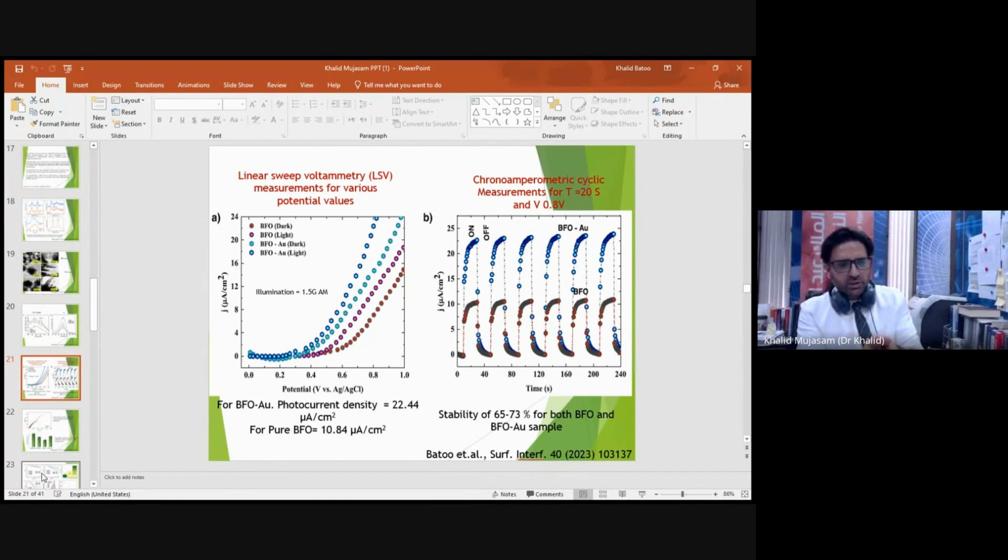Then we went for the stability test also. Before going for the stability test, we did a chronoamperometric cyclic measurement, which was done in a time frame of 20 seconds, and the applied voltage was 0.8 volt, in the on and off mode. And we see in this cyclic mode that we had a completely stable state, where we witnessed the stability of pure BFO, and also of the gold decorated, between 65 to 73%.